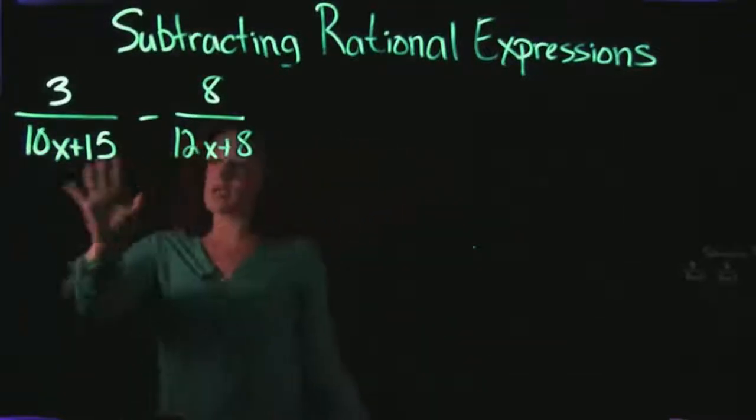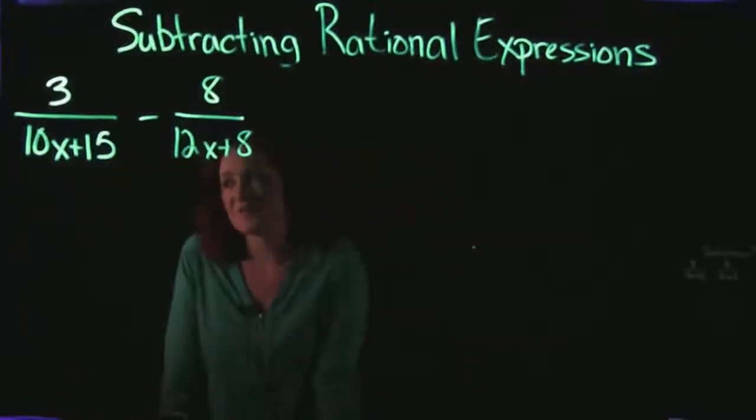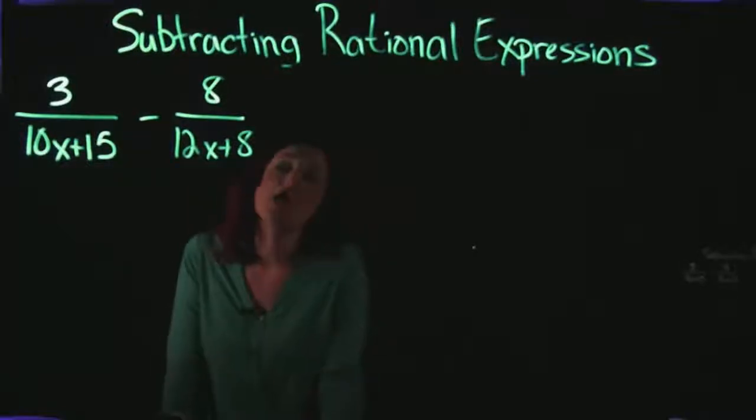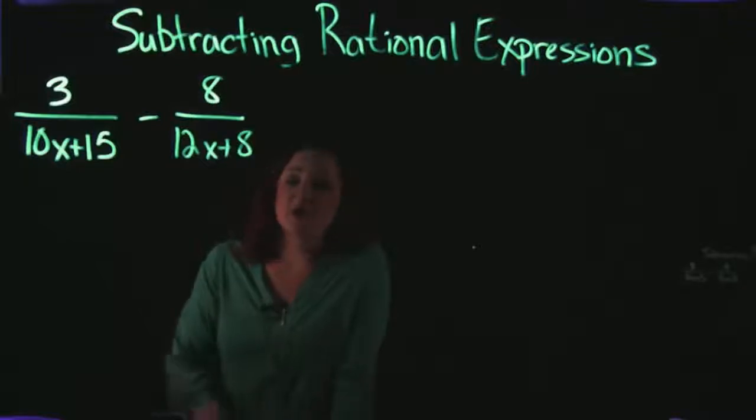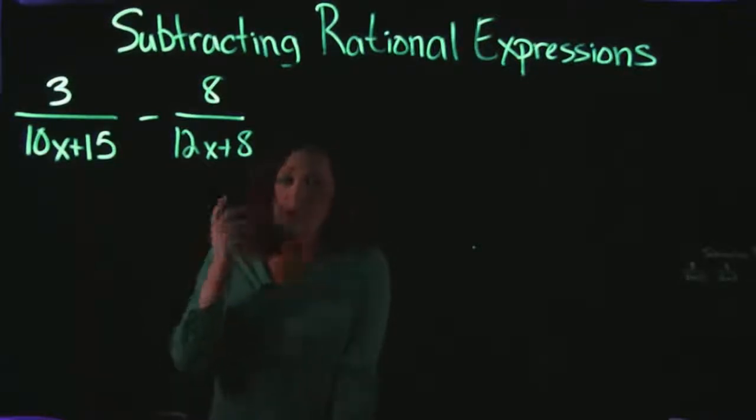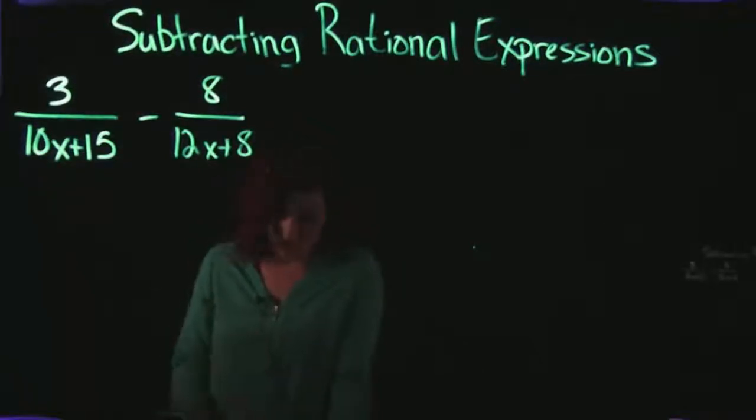So taking a look at our first denominator, we have 10x plus 15. We need to think about our factoring techniques. Is there a greatest common factor? Can we use reverse FOIL? Can we do no fuss? Is it a difference of squares? Is it a perfect square trinomial, or so forth?